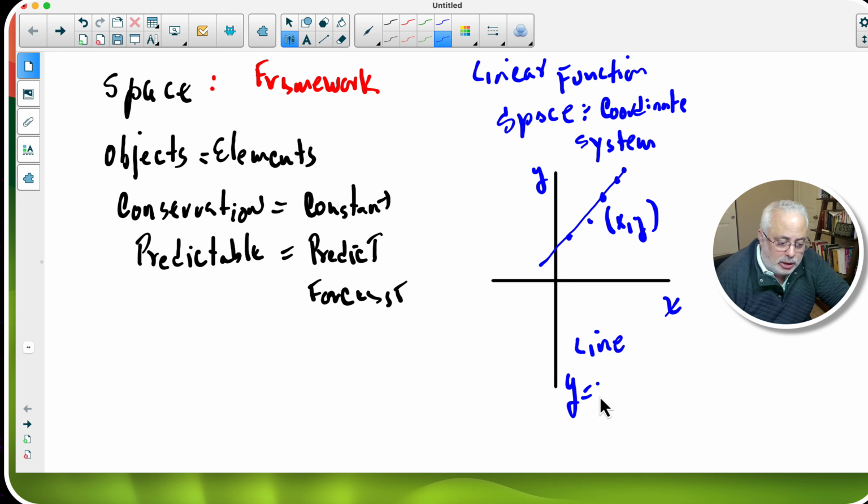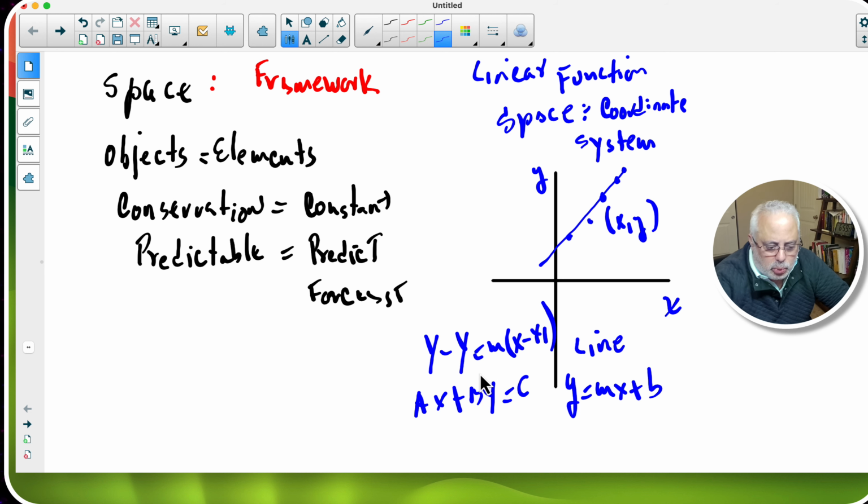Algebraically speaking, y equals mx plus b, or y minus y1 equals m times x minus x1, or ax plus by equals c. Different forms to write the same geometrical structure. But look: space, points, lines, algebra, integration. Of course, we have more objects, but we have numbers, because both axes contain all the numbers, from negative infinity to positive infinity.